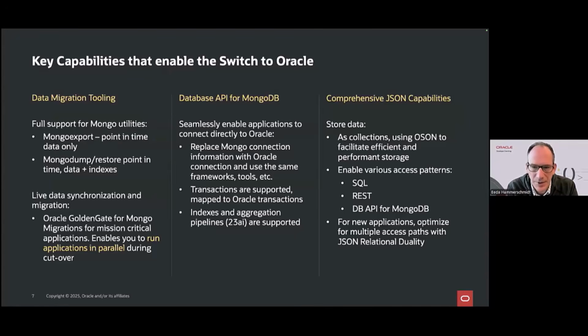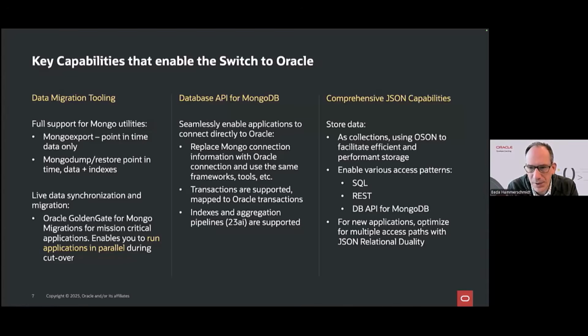The Database API for MongoDB is what enables this MongoDB compatibility. We have an endpoint for Oracle Database that you connect to from your MongoDB application, and it supports these Mongo operations on Oracle Database. We support transactions. We have all kinds of indexes, same as MongoDB. We support the aggregation pipeline, etc. So you can run your Mongo applications against Oracle using this Database API for MongoDB.